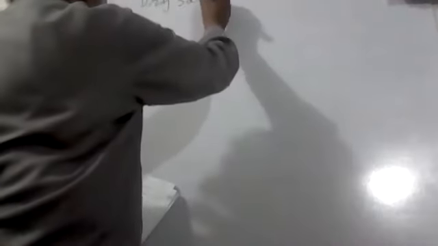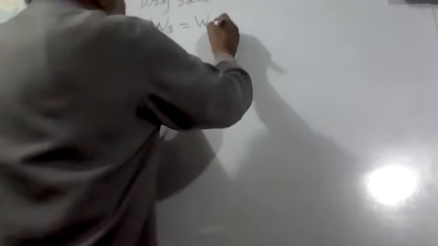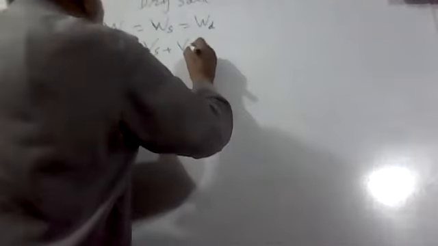Next term is dry soil. A soil having no moisture in it is called dry soil, and for such soil, W will be equal to Ws, that will be Wd, and V will be equal to Vs plus Va, and further it will be equal to Vd plus Va.